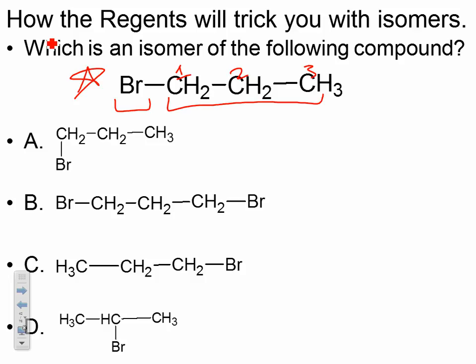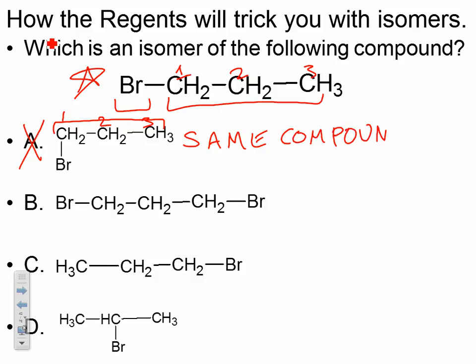Many of these options are designed to make you fail, so we want to be aware of that. The first option here is not an isomer of this, because we still have a 3-carbon chain, and where is the bromine attached? It is still attached at the number 1 carbon. Who cares that it's going down instead of off to the left? The bromine is still attached to the number 1 carbon. That is not an isomer. It is the exact same compound. There is nothing different about it.